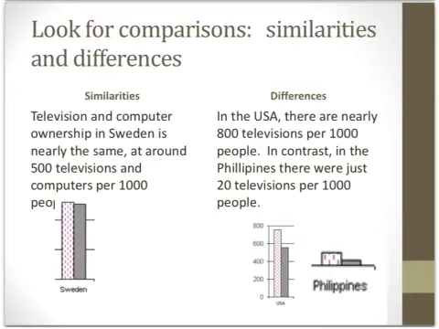Instead, what you must do is look for comparisons, similarities, and differences. Look, in Sweden, almost the same number of televisions and the same number of computers are owned per 1,000 people. But we can contrast the USA with the Philippines, because in the Philippines, there's only about 20 televisions per 1,000 people.